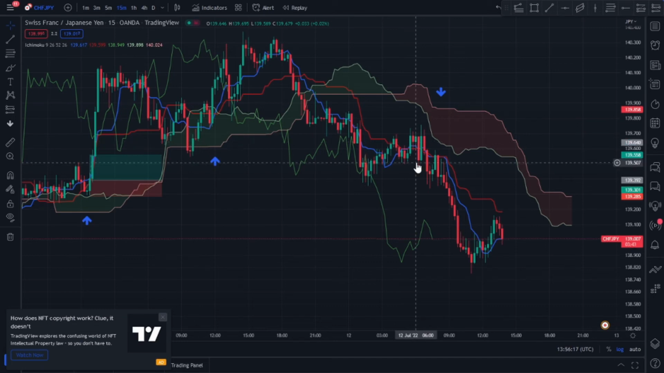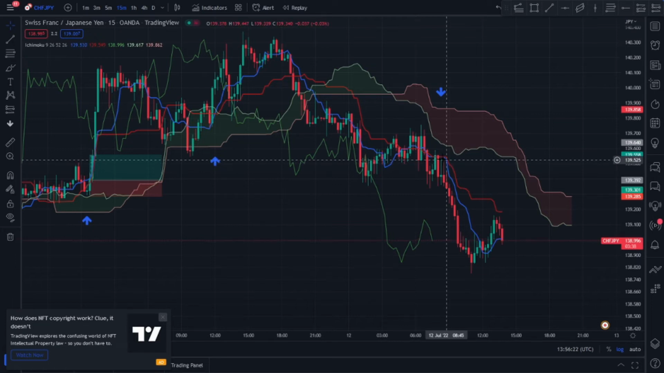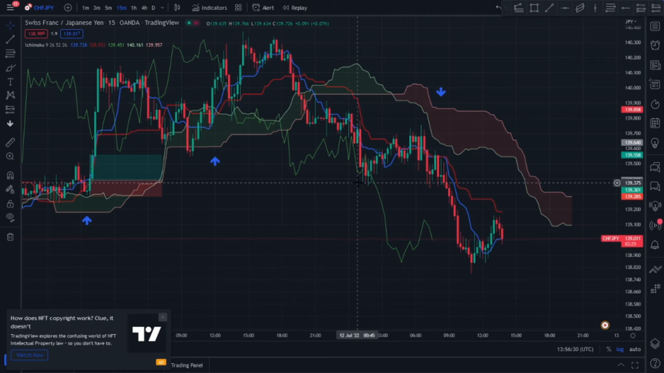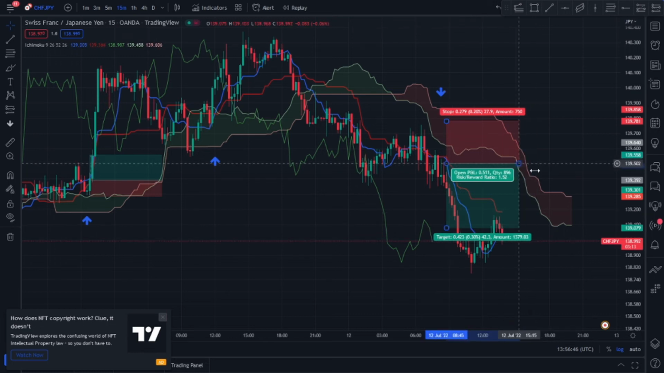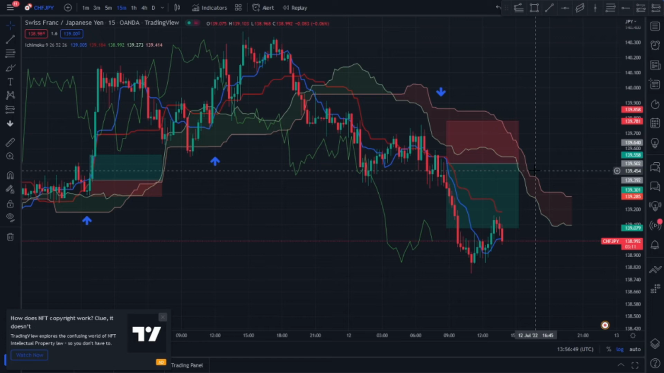With the downward cross of the conversion line and the baseline, we are almost certain that it will move down, and we open a short position and place a stop loss and a TP, and manage the position. That was our whole job.